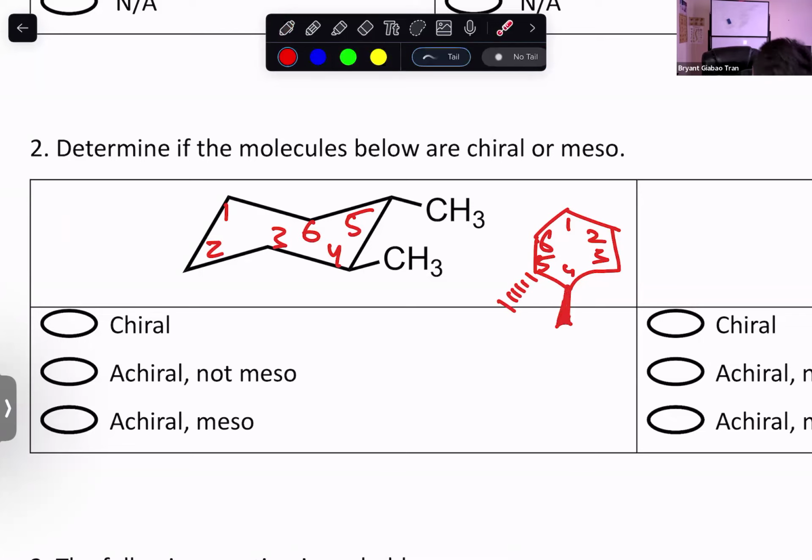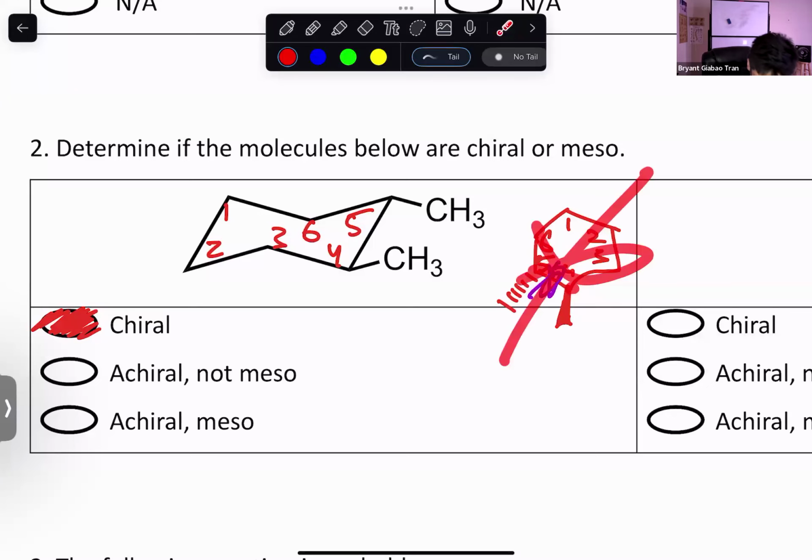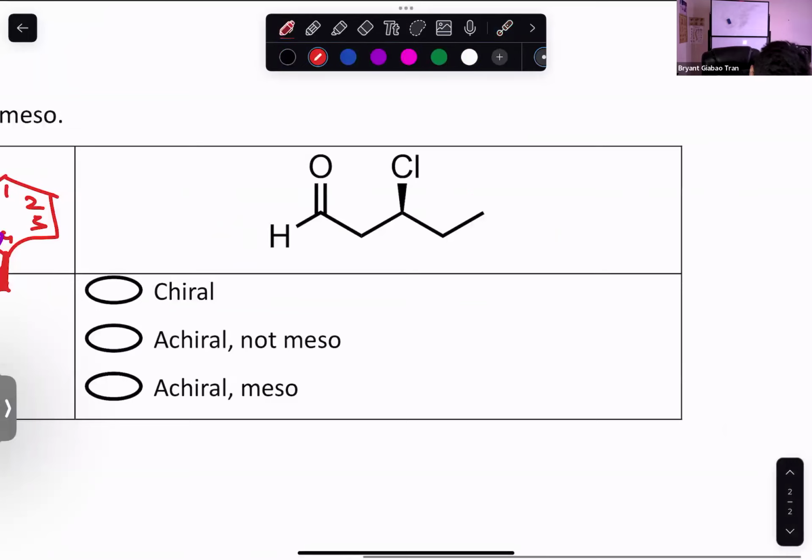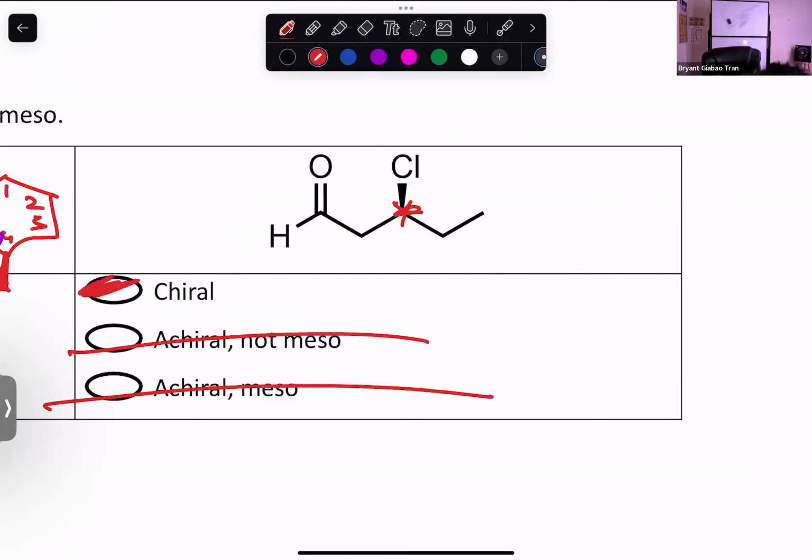Right. So we said earlier that something like this is going to be chiral, right? Because this is a bond that cannot be rotated. There are 2 chiral centers here, no plane of symmetry, chiral. For this one right here, there's a chiral center here, no plane of symmetry. So get rid of that, chiral.